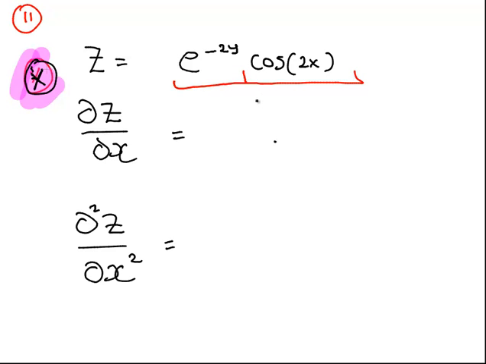Now we're going to break it up into two parts. E to the minus 2y doesn't have any x terms in it. It's not an expression in terms of x. So we're actually going to be able to bring this through the whole way down and just leave it there as is.